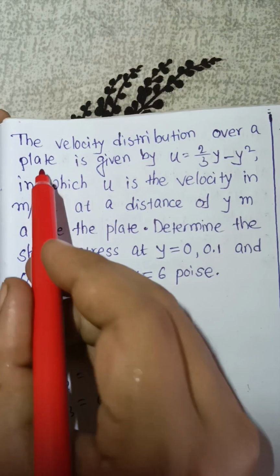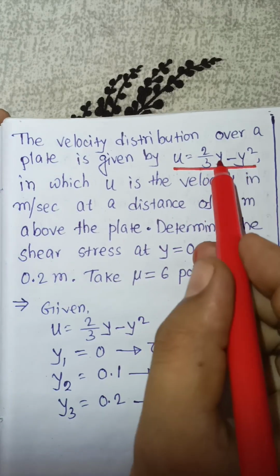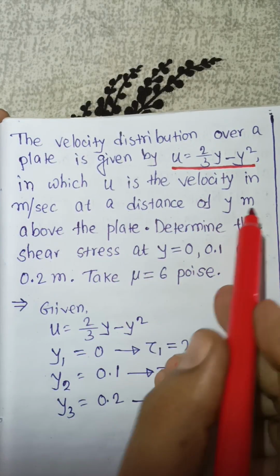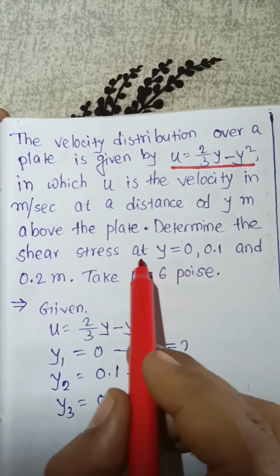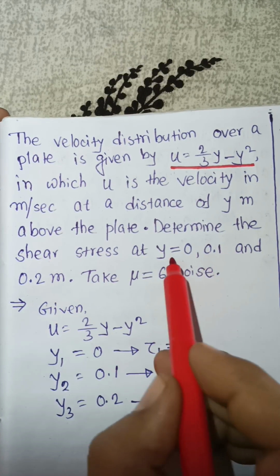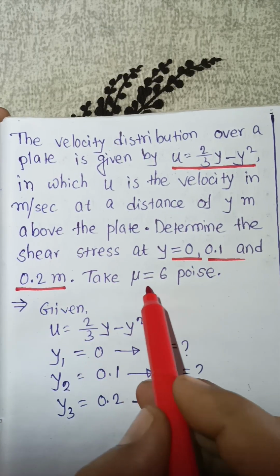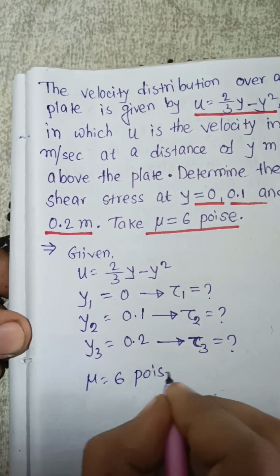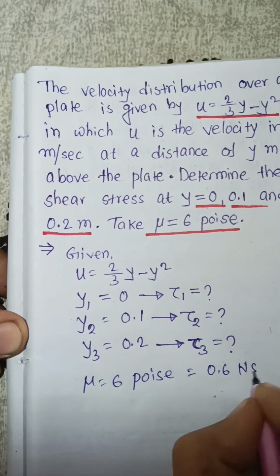Velocity distribution over a plate is given by u equal to 2 by 3 y minus y square, in which u is the velocity in meter per second at a distance of y meter above the plate. Determine the shear stress at y equal to 0, 0.1 and 0.2 meter. Take mu equal to 6 poise. So what is the value of mu? Mu is equal to 6 poise, so this will be 0.6 Newton second per meter square.